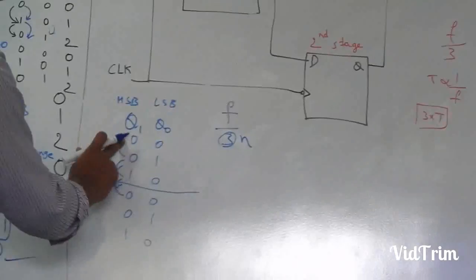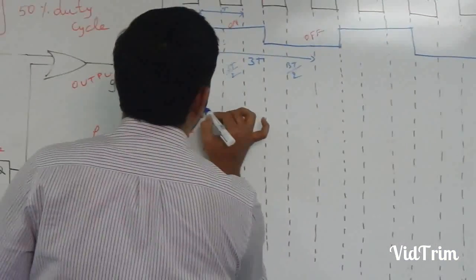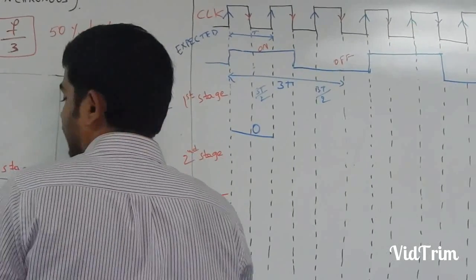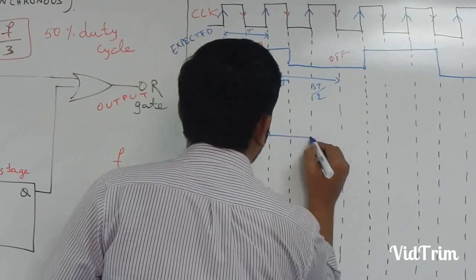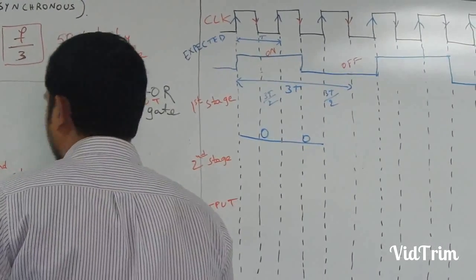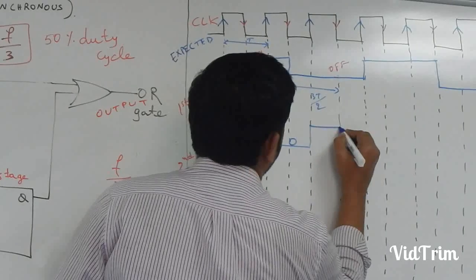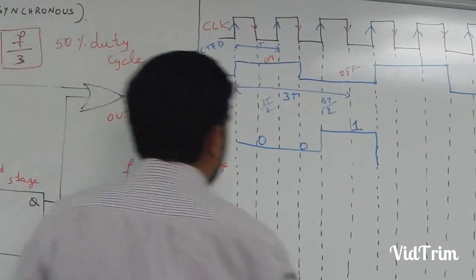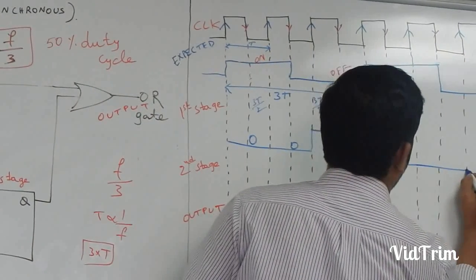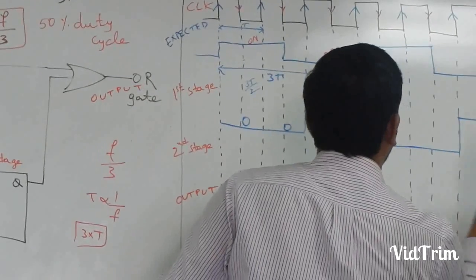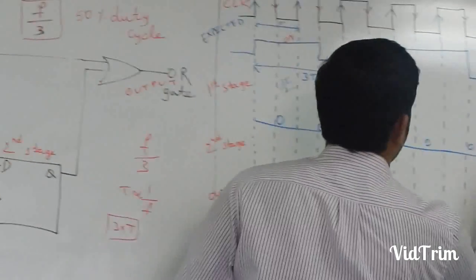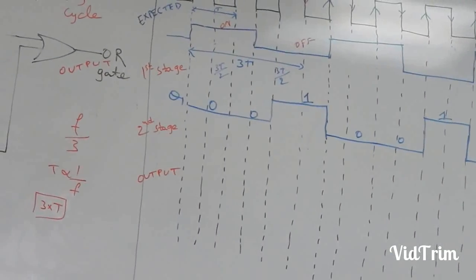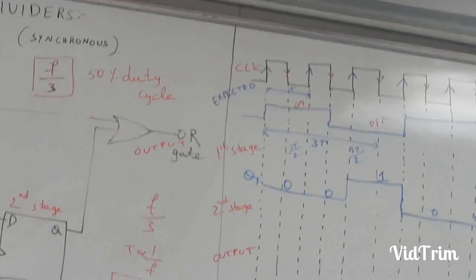So first clock pulse Q1 is 0. Accepted. Second clock pulse Q1 is 0 again. Third clock pulse Q1 state is 1. Accepted. Again it repeats 0 0 1, and it repeats like that. And this is my Q1, my MSB bit of the mod counter. So the MSB bit I represented like this.